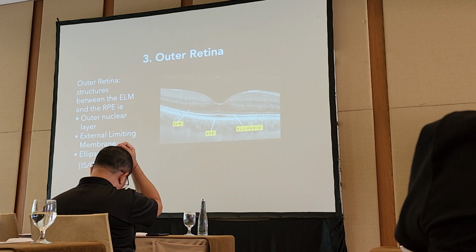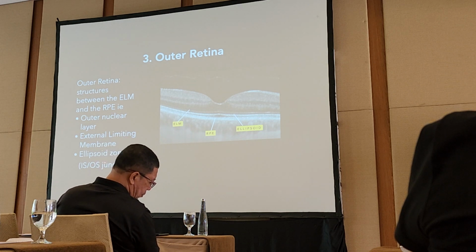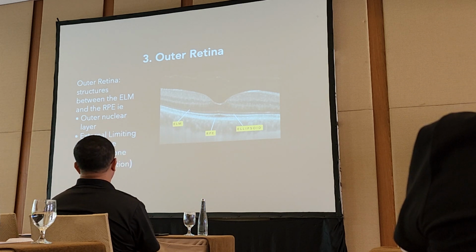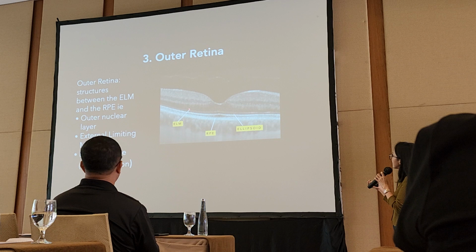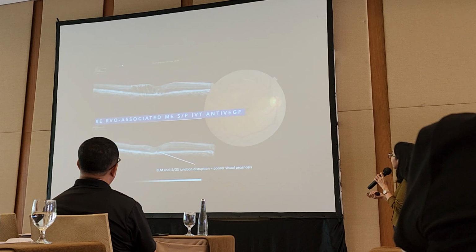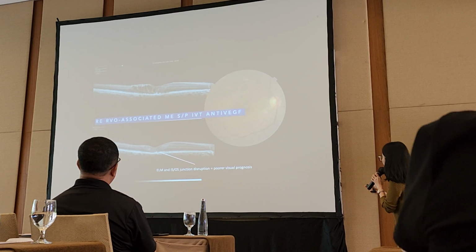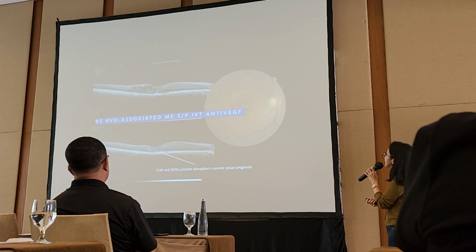Which was called the ISOS junction, which is actually the ellipsoid zone, shows the integrity of the photoreceptors. The first line here is the external limiting membrane. This is the ellipsoid zone. This is the RPE. Okay. This is another example of a retinal disease that we can detect in OCT.